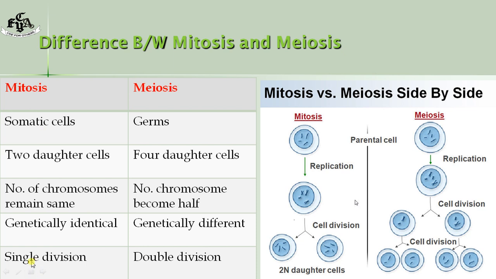Mitosis completes in a single division. You can see here this is a single division, while meiosis completes in a double division. This is the first meiotic division, and then again each daughter cell divides into 2. This process is called the second meiotic division. So meiosis is completed in a double division.